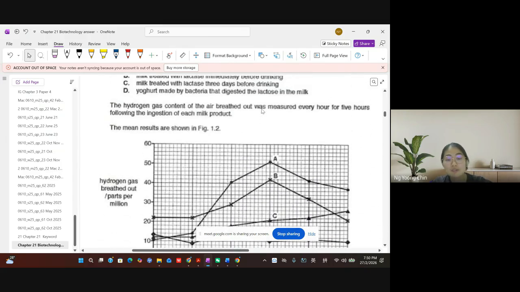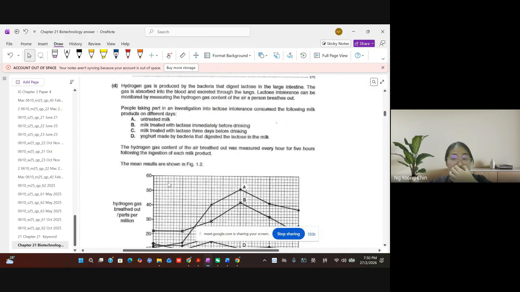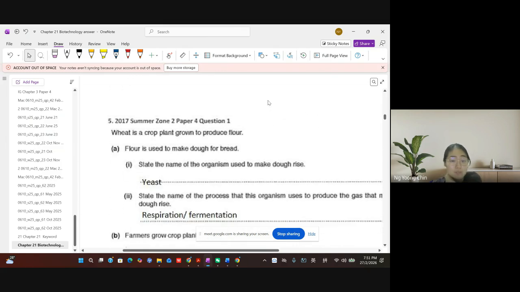This shows a graph of hydrogen gas. This hydrogen gas is produced by bacteria that digest lactose in the large intestine, which is around the same thing.